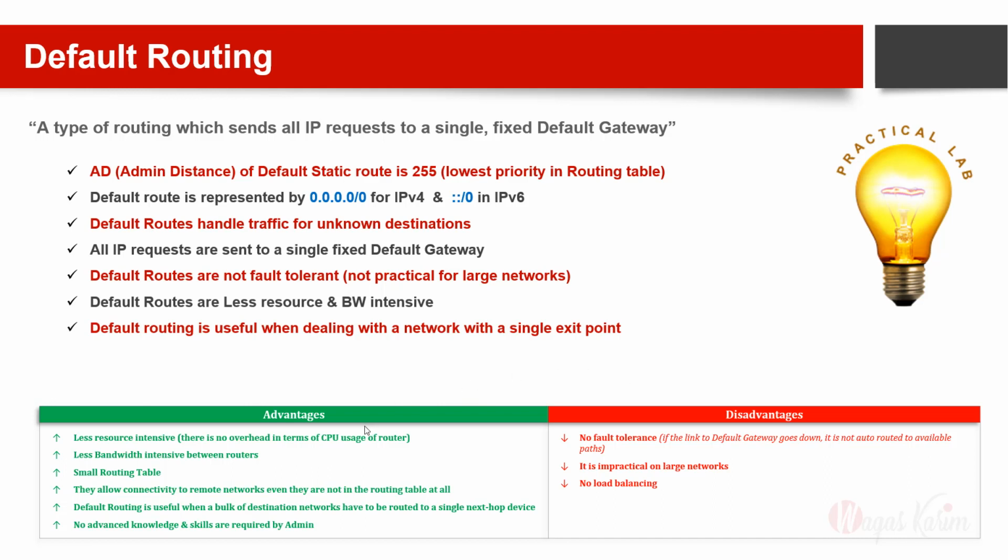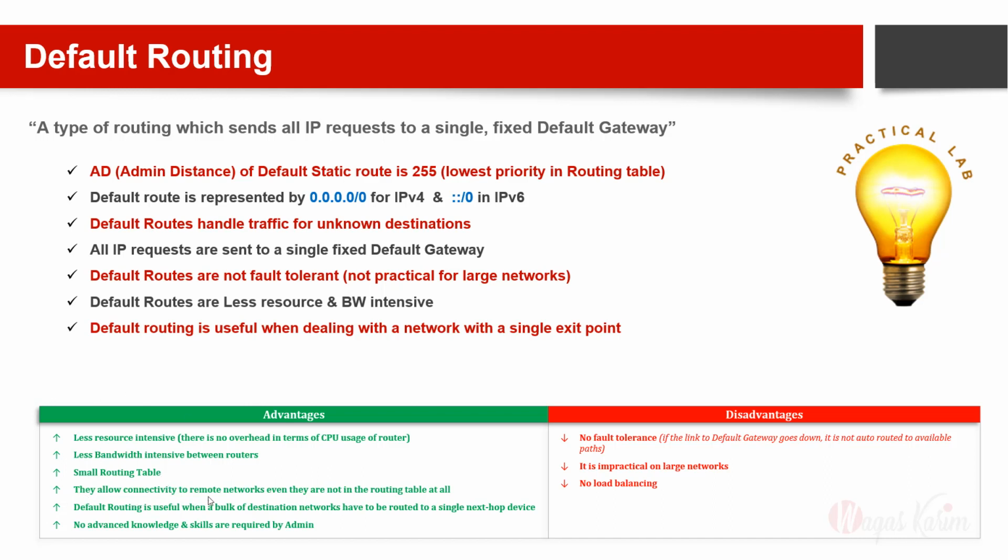And then some advantages and disadvantages related to default routing, like we discussed. It is of course less resource intensive. There is no overhead in terms of CPU or memory of the router. We don't need a very hi-fi router, we just need a normal basic router. It has a small routing table, of course. Let me ask you a question: how many routes will be there in our home Wi-Fi router? Can somebody tell me? Please write in the comment section. I will answer in the end.